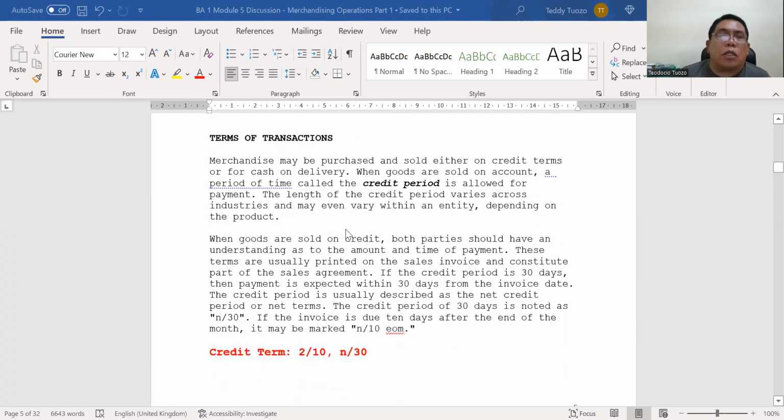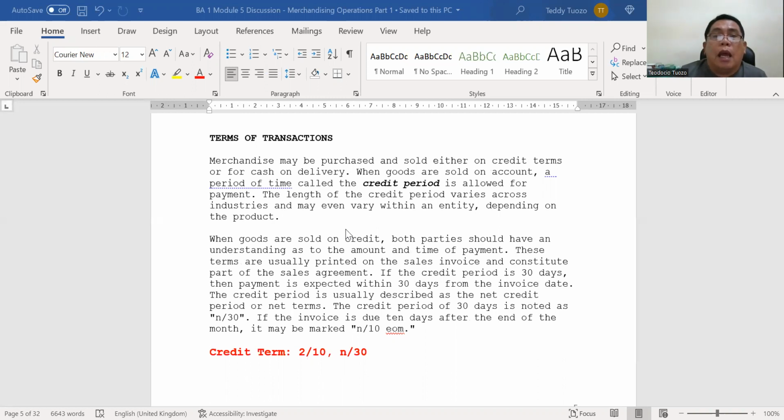So terms of transactions. Merchandise may be purchased and sold either on credit terms or for cash on delivery. So when goods are sold on account, a period of time called the credit period is allowed for payment. So when it is on account, the buyer should be informed when the payment on the debt is due. So there should always be a standard, depending on the policy of the supplier of the goods that you are buying from.